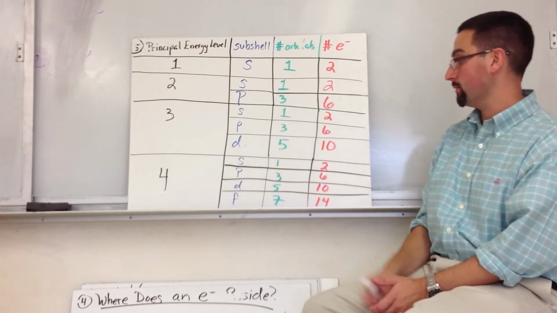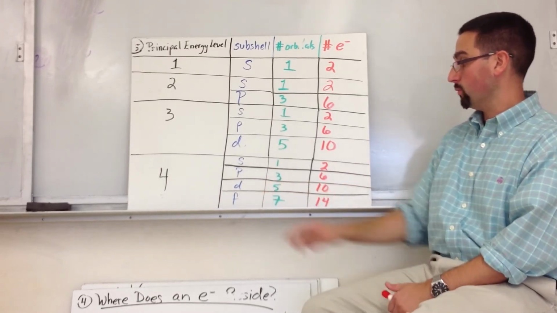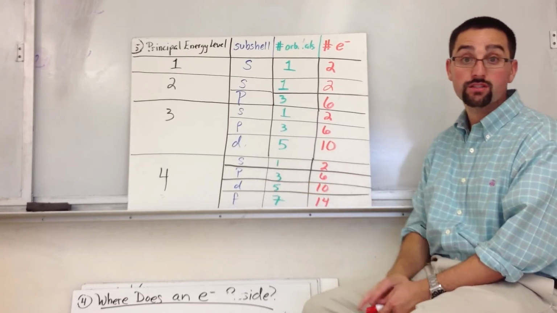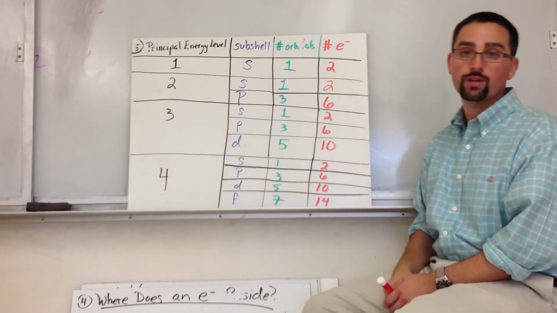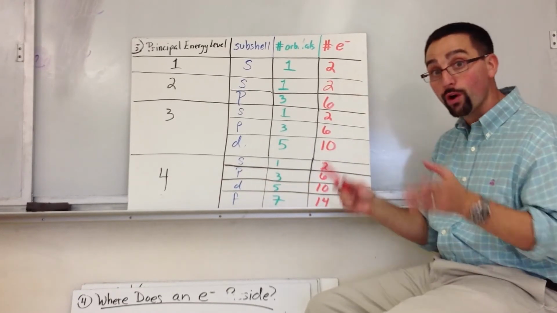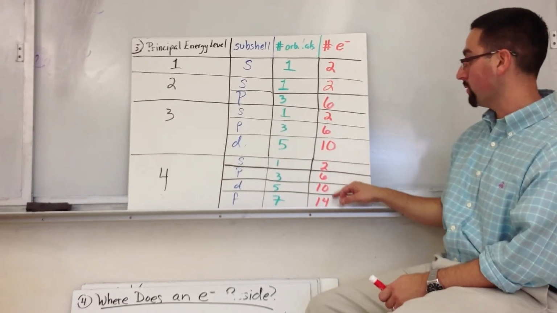In the fourth shell, we have the addition of an F subshell, and there are 7 4f subshells within the fourth shell, for a total of 32 electrons.